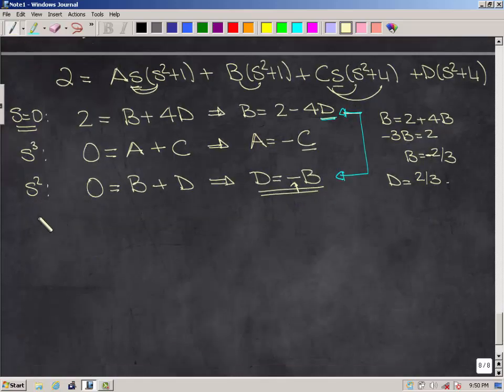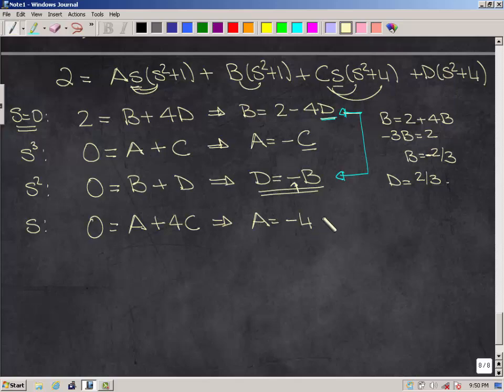The only thing left is to do A and C, so let's compare the S term. On the left, again, I don't have any. When I distribute here, I'll get A. When I distribute it, I won't get anything, plus I get 4C. So that tells me what? You can solve it many different ways. That tells me A is equal to negative 4C.